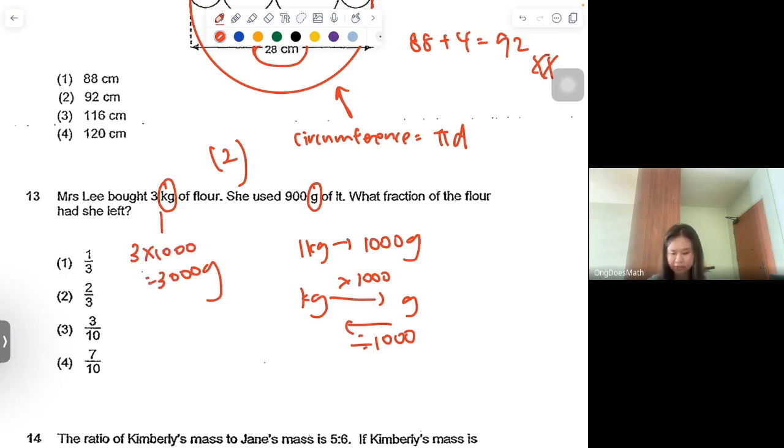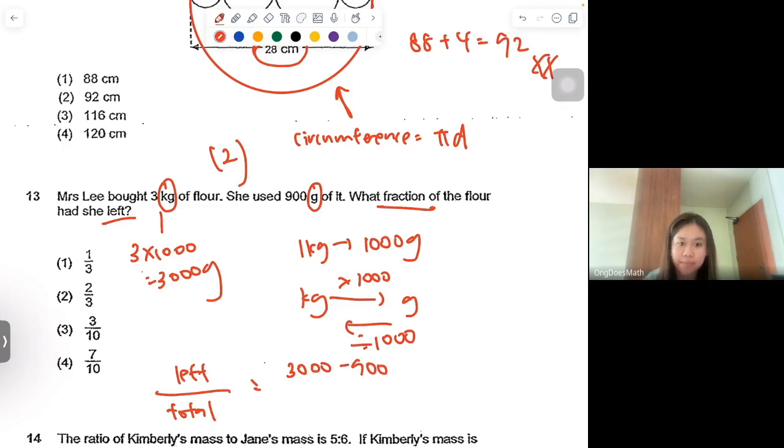Okay, so now they are asking for fraction that was left. So the fraction, the numerator will be what's left, and the denominator should be what is the total. So how much was left? She bought 3000. She used up 900. So she's only left with 3000 minus 900 grams, right? And total will be 3000.